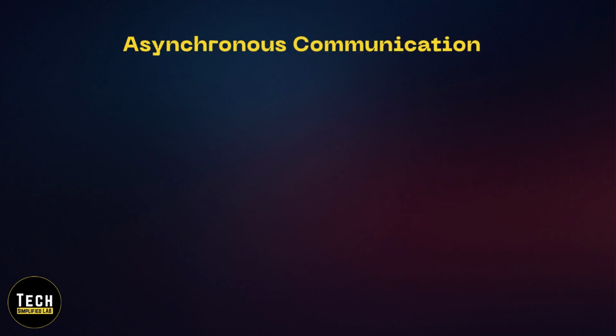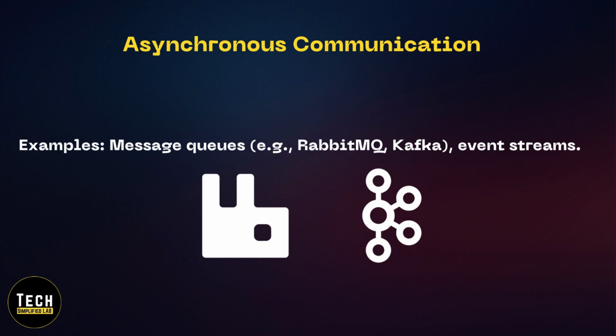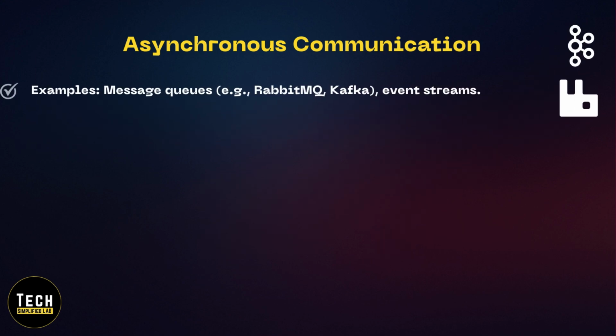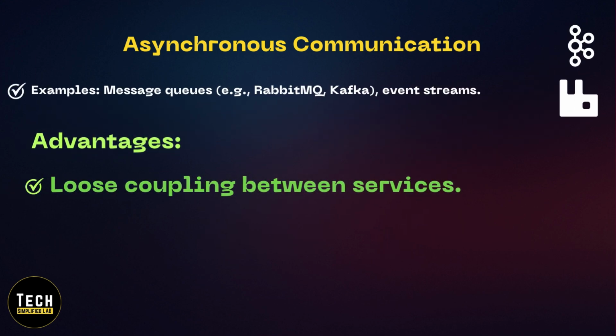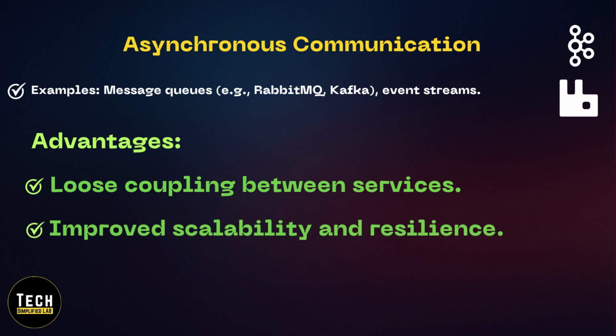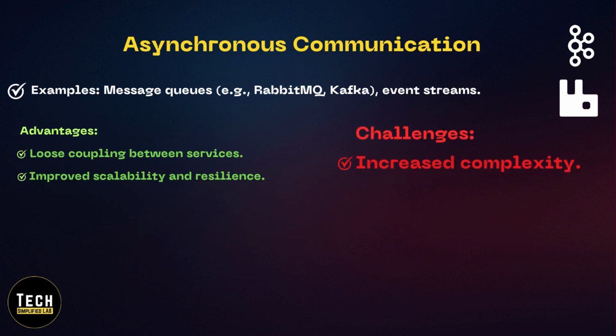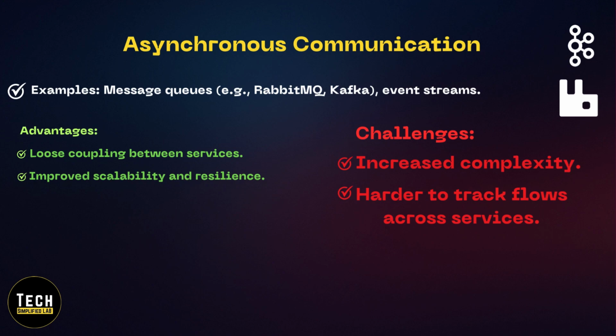Asynchronous communication relies on mechanisms like message queues or event streams. This style reduces coupling as services can process messages independently. It also improves scalability and resilience, especially in distributed systems. The trade-off is increased complexity and the need for robust monitoring to track message flows.